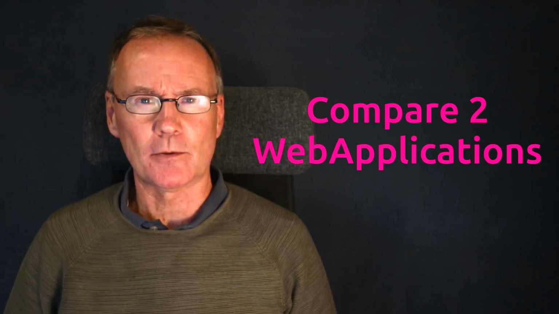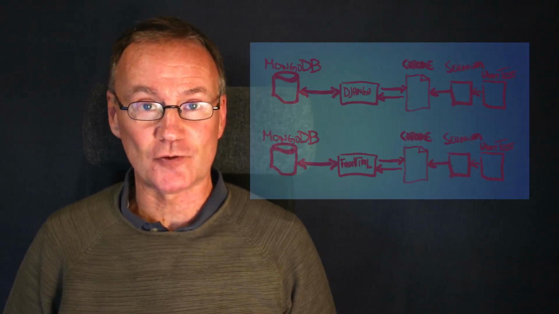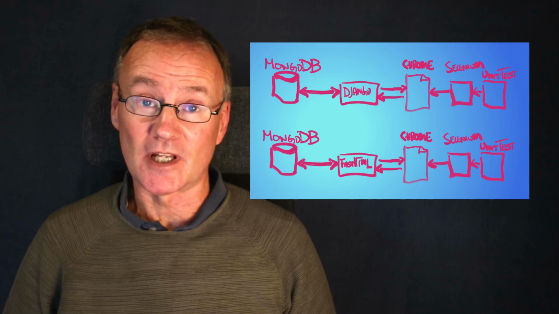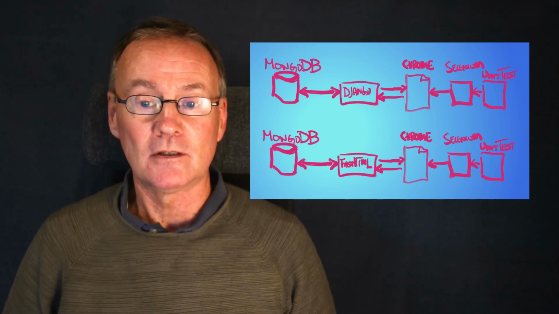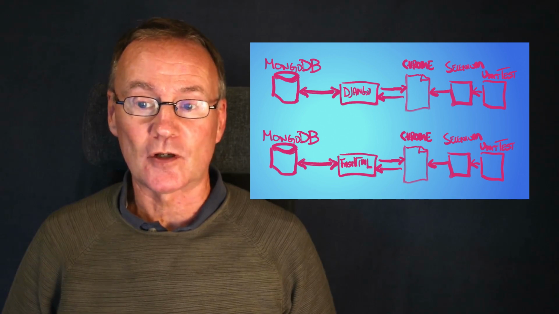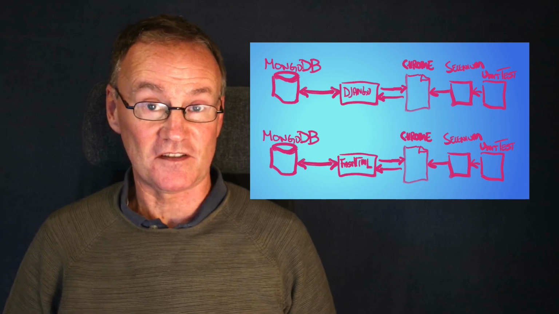How do we compare two web applications? We can set up two application streams, from database to application, browser, Selenium browser controller, and a repeatable unit test suite. But if we're using different components in these streams, how do we know that the results belong to the applications themselves?